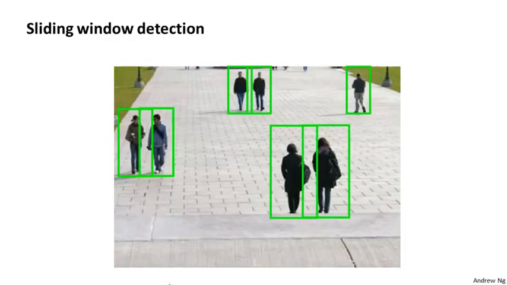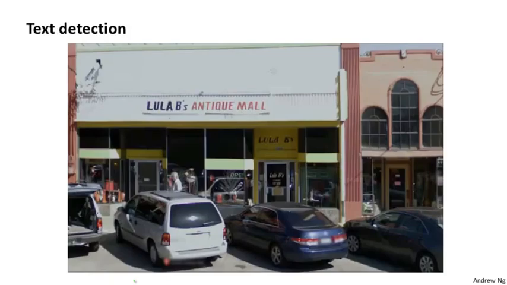So that's how you train a supervised learning classifier and then use a sliding windows detector in order to find pedestrians in an image. Let's now return to the text detection example and talk about that stage in our photo OCR pipeline, where our goal is to find the text regions in the image.